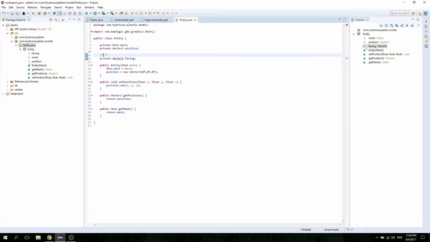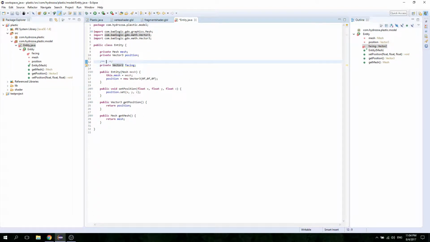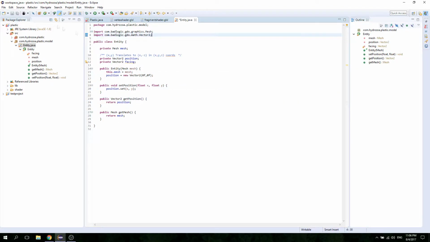To start off, I added the facing for entities, so now the entities can face whatever way they want to face. The facing is just a 2D vector, even though the world is 3D. That's because if seen from above, the world is 2D, as in there is no height. Entities can't change their height.